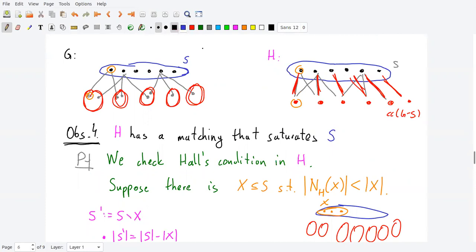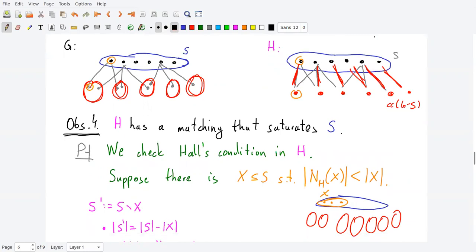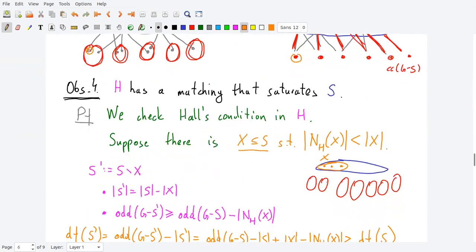Well, we already have Hall's theorem. In order to certify that a matching like that exists, we need to check that Hall's condition in this graph H holds. In other words, we need to arrive at a contradiction from the supposition that there exists a subset of vertices X that in total sees fewer connected components than its size. Because if we prove that this is not the case, that every set of vertices inside S sees at least as many components as its size, then by Hall's theorem we see here a matching that saturates S.